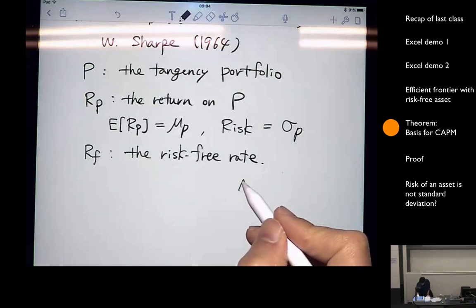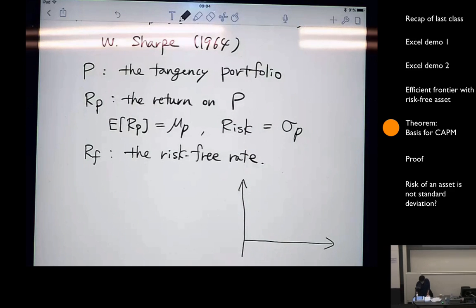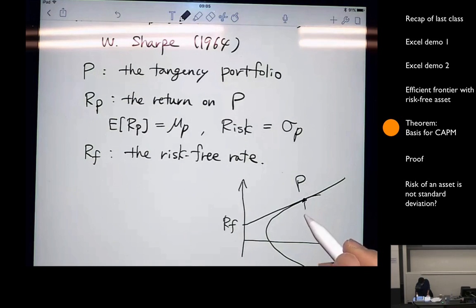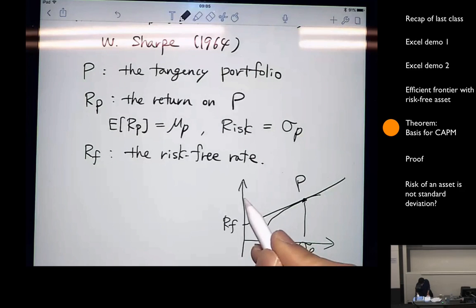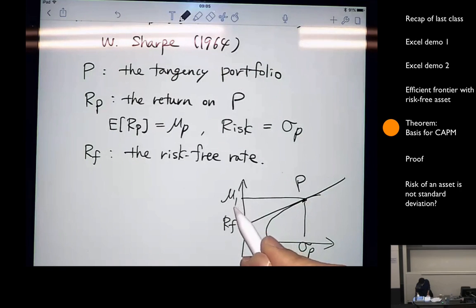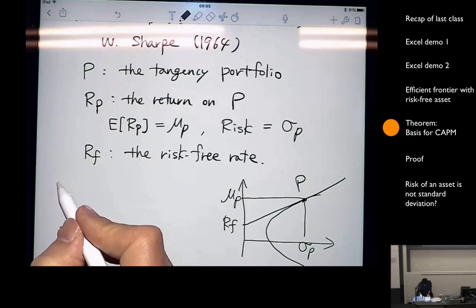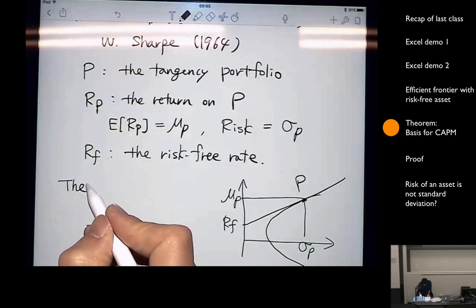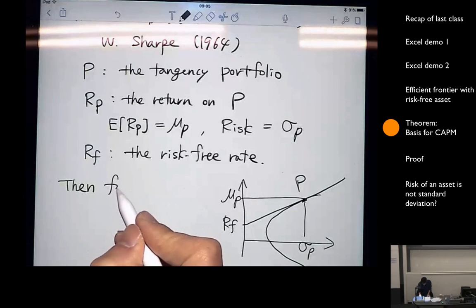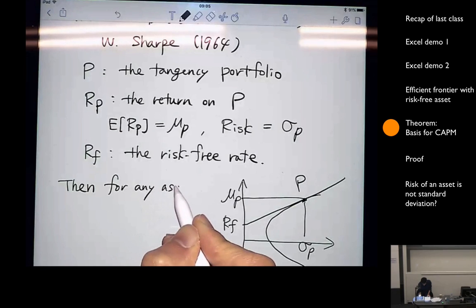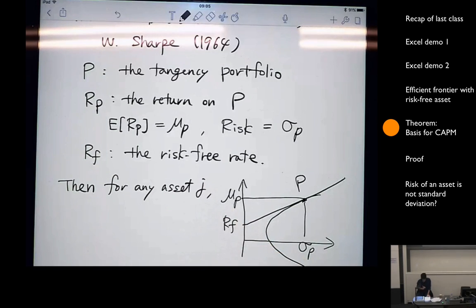So, to refresh your memory, we have the hyperbola, the risk-free rate, and the tangent point. Let's say the risk is sigma p, and the expected return is mu p. That's our notation, yeah? And the theorem starts here. Then, for any asset J, the following equation holds.